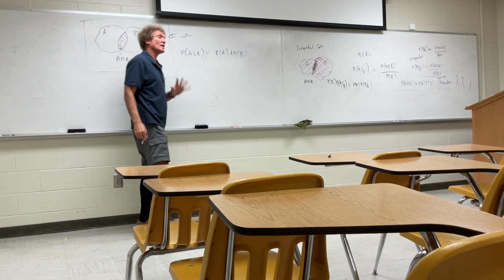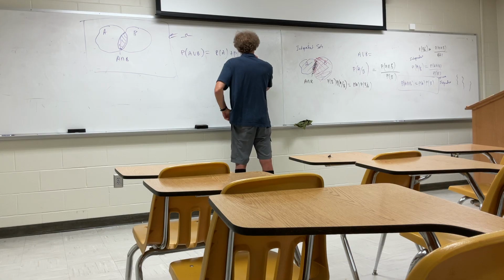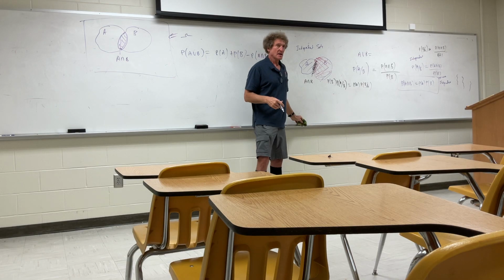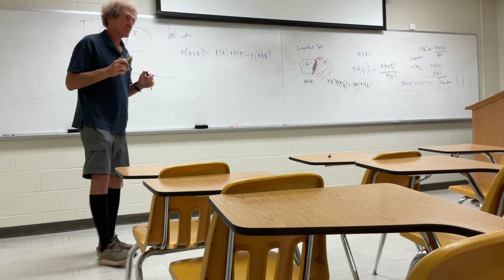So you have to subtract one of those, the probability of A intersect B. So now I subtract the probability of A intersect B, and I did that last time. You'll see problems like this coming up, but it's important to get a handle on what I'm talking about, right?